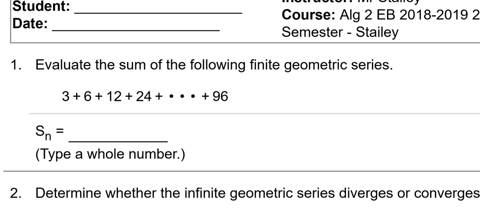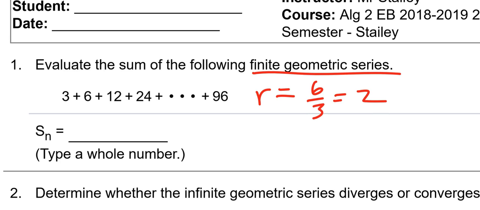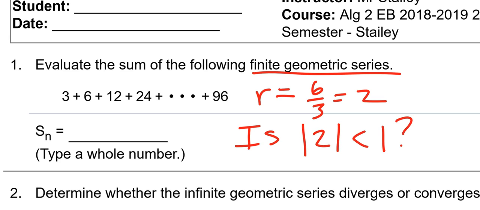Okay, so evaluate the sum of the following finite geometric series. That's kind of a big clue. I need to know the multiplier. What is the multiplier here? Any term divided by the previous term gives me 2. Is the absolute value of 2 less than 1, yes or no? No. That's a big no. What does that mean?